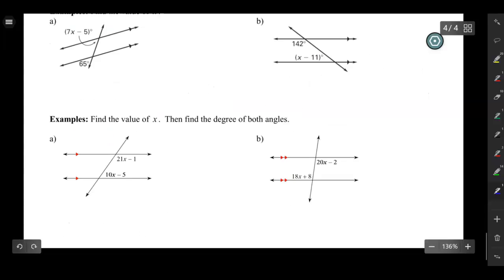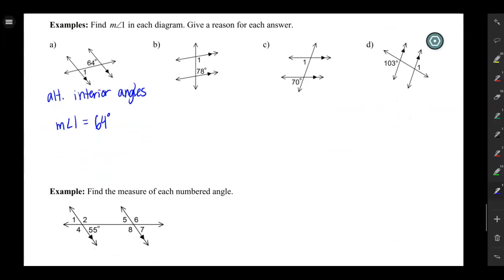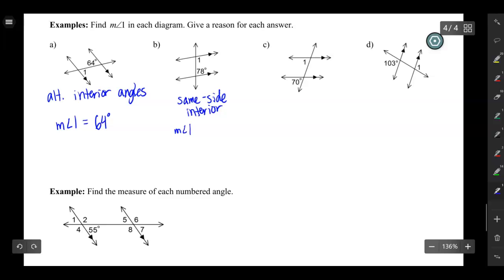Okay, in B, we're also looking at interior angles, right? They're both between the parallel lines, but this time the angles are on the same side of the transversal. So these are same side interior. Now, same side interior means that they are going to add up to 180. So the measure of angle 1 plus 78 degrees is going to be equal to 180 degrees. So I'm just going to think about solving this equation for angle 1. So I'm just subtracting 78 from both sides to get the measure of angle 1 is equal to 102 degrees.